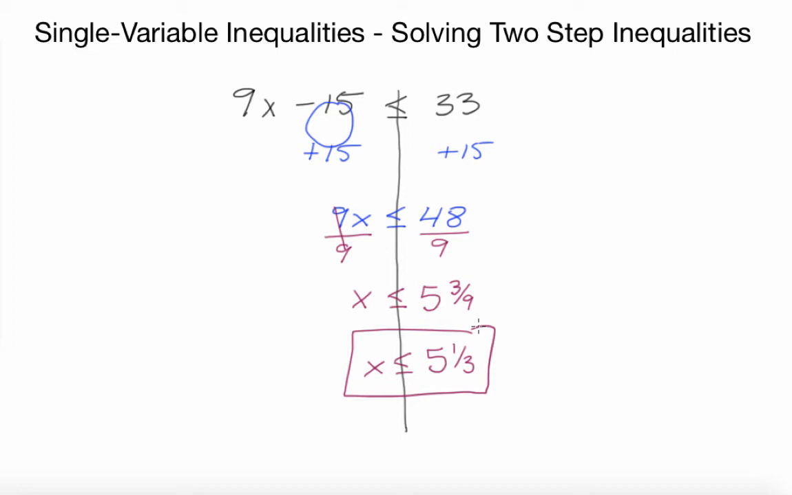In my original inequality, as long as I make x some number less than or equal to 5 1/3, it's going to make this whole thing true. All right, hopefully that's a helpful example of solving a two-step inequality.